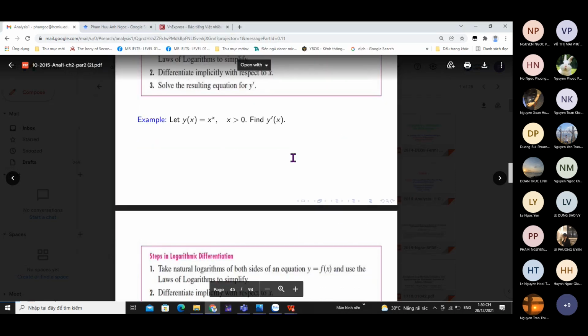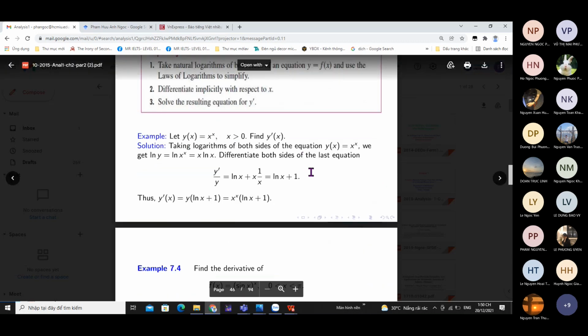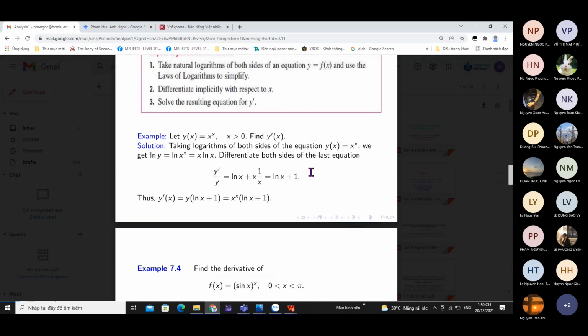So how do we evaluate the derivative of the function x to the x? We use the logarithmic differentiation method. We take the logarithm of both sides of the equation y of x equal x to the x, and it gives you natural log of y equal natural log of x to the x, which gives you x times natural log of x. Now differentiate both sides of the last equation.